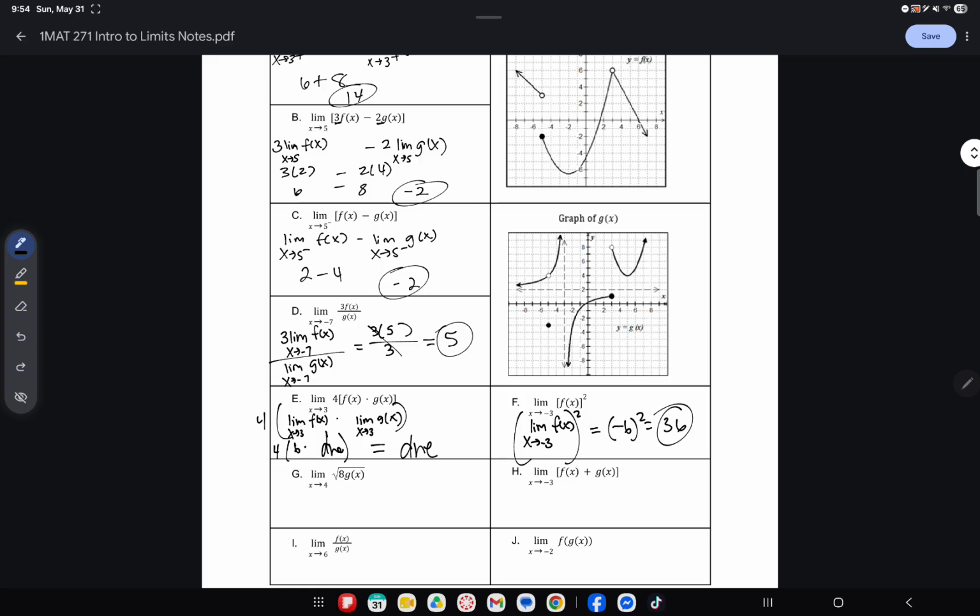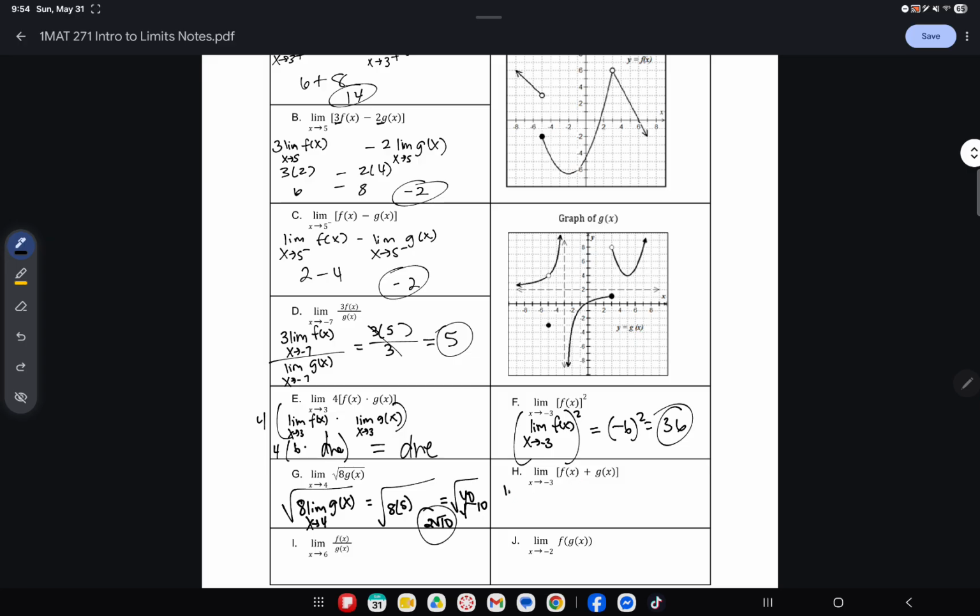All right, the square root I can pull out and do it all at the end. So square root of, and I will move that multiplier out front as well. So we'll square root 8 times the limit as x approaches 4 for g of x. G of x, we want 4. Left and right is 5. So we get the square root of 40. And then we should simplify that. I could break that into 4 times 10. 4 is a perfect square, so 2 root 10.